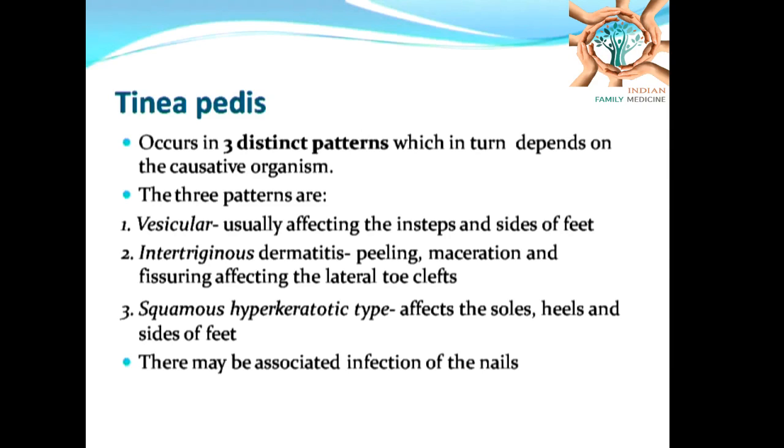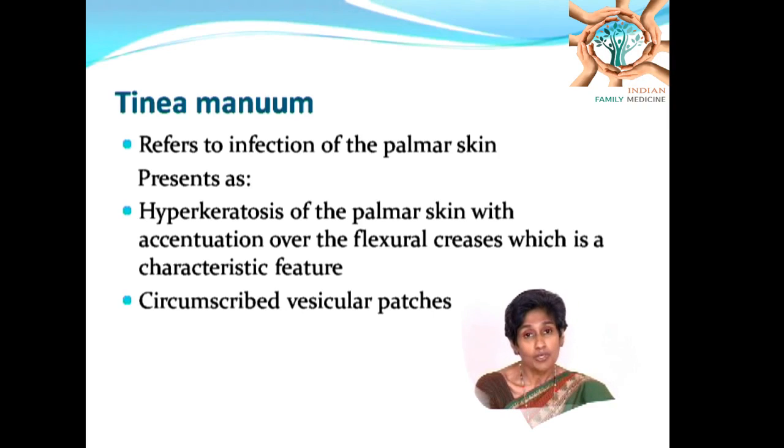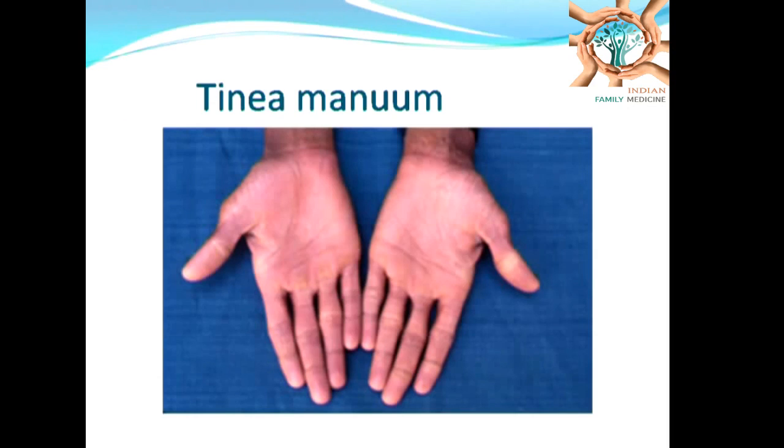Tinea manum refers to infection of the palmar skin. This presents as hyperkeratosis of the palmar skin with accentuation of the flexural creases, which is very characteristic of this condition. It can also present as circumscribed vesicular patches. And this is a picture of tinea manum. What you can appreciate here is just the erythema of the palms, and the fine scaling, which is not very evident on this slide.